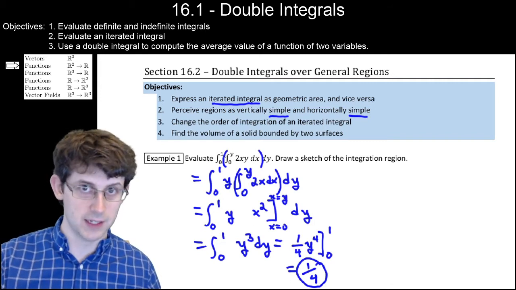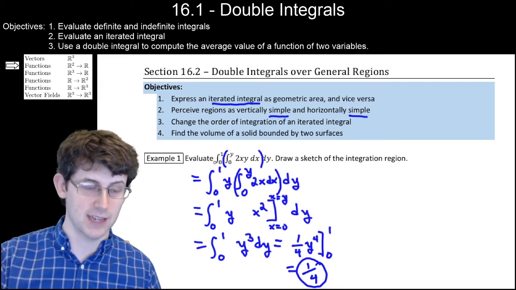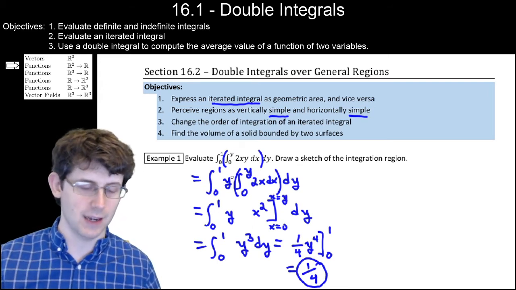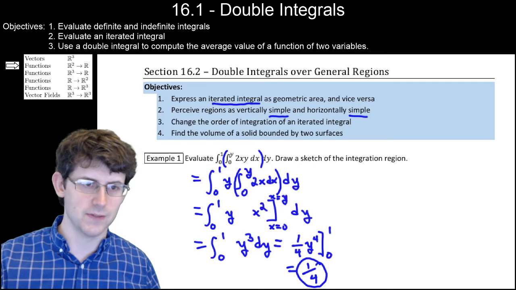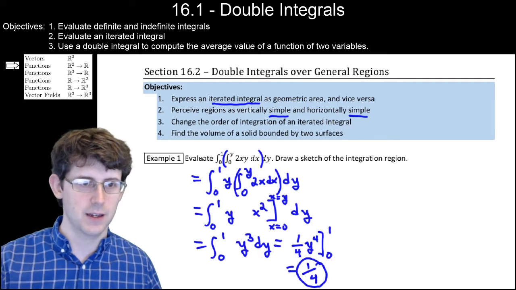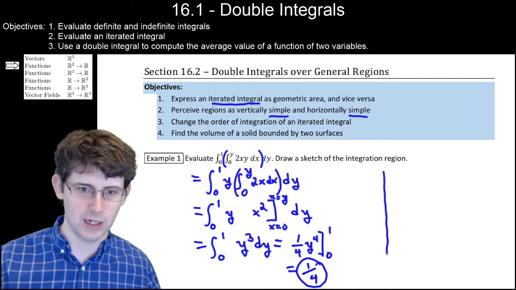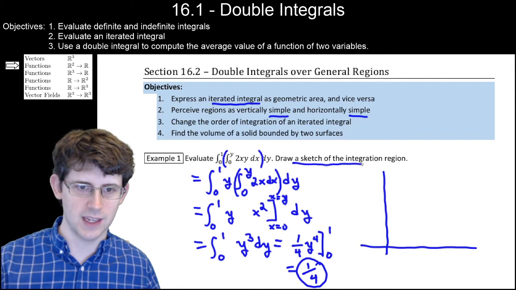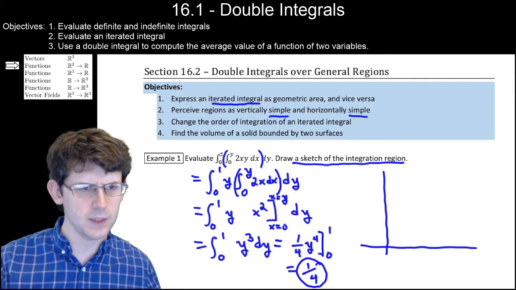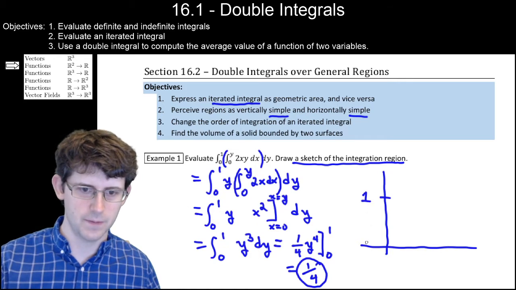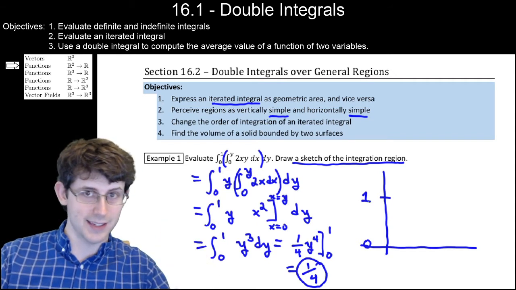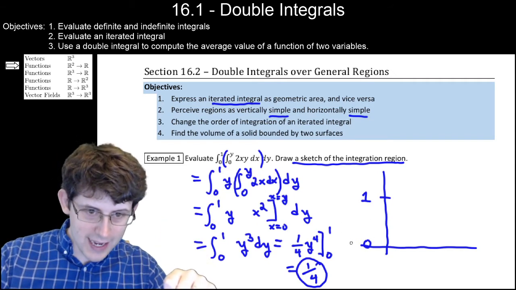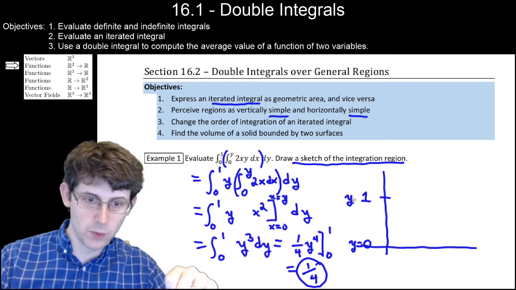Now, when the bounds of both integrals are numbers, like if it was 0 to 1 and 0 to 2, that would mean that we were integrating over a region that was a rectangle. But this time, the upper bound for the x is not a number. It depends on the y, so it's not a rectangle anymore. So what does this look like? Well, let's try to get a picture of it. That's what this draw a sketch of the integration region means. The y values go from 0 to 1. And the key thing here is that it's not like this is 1 and this is 0. This is y equals 0 and y equals 1.